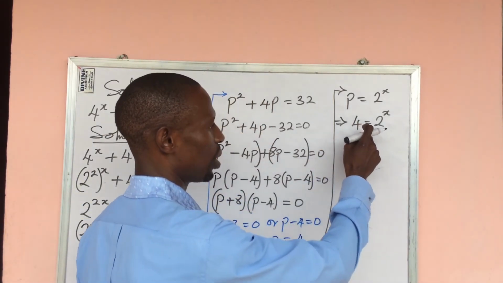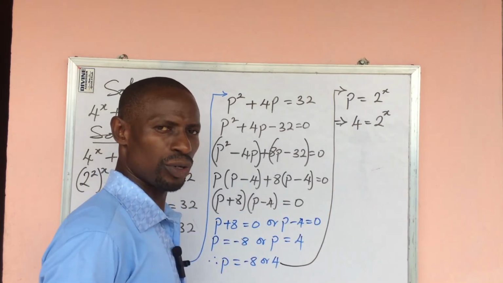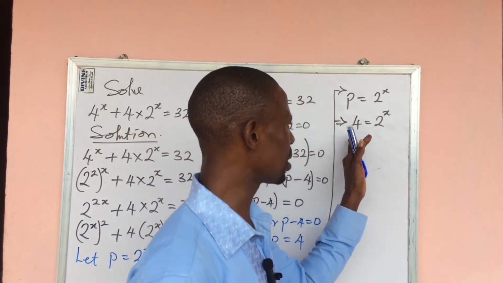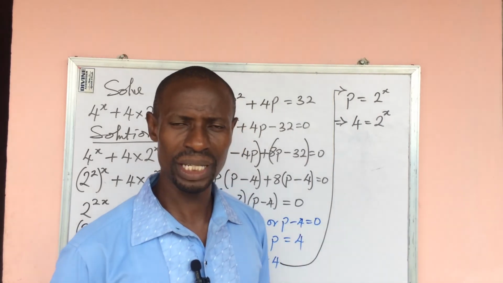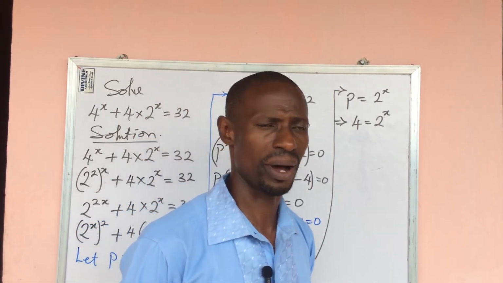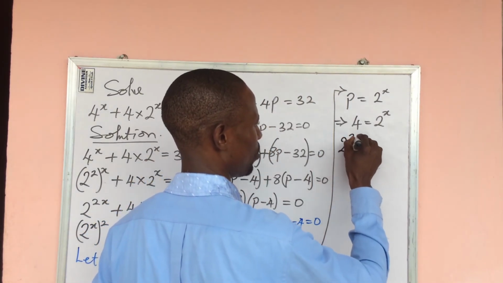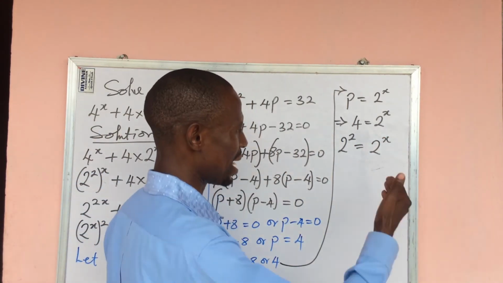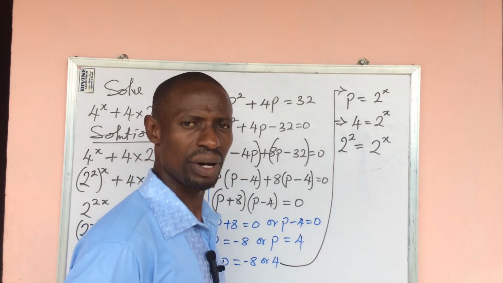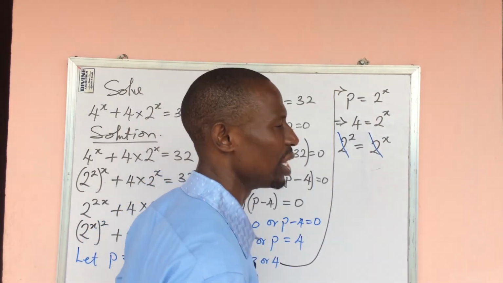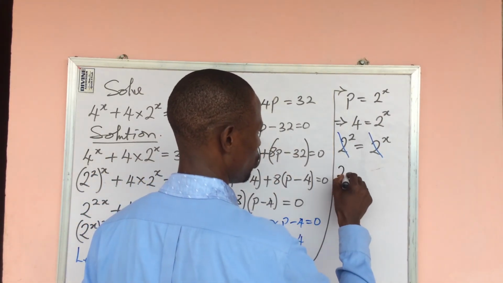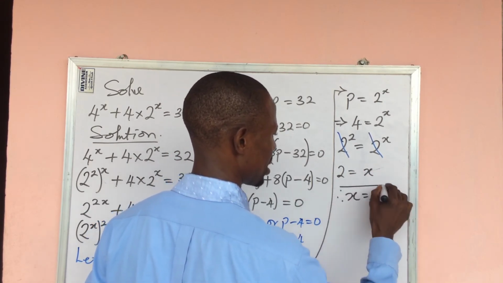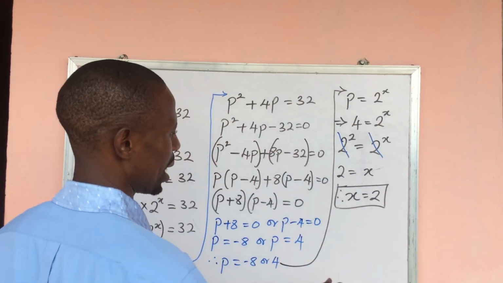All right, now that we're having 2 here, and here we are having 4, we try to introduce 2 as the base number on the left-hand side. You ask yourself, if I put 2 on the left-hand side, can I raise it to any number to give me 4? The answer is yes. It's 2 raised to power 2. So this can be written as 2 to the power of 2 equal to 2 to the power of x. Now that the base numbers are the same and there is an equality sign, what do you do? The base numbers will strike themselves out. So with this and this, we leave the system. We are then left with 2 equal to x. Therefore, x is equal to 2. This is the solution to this quadratic equation.